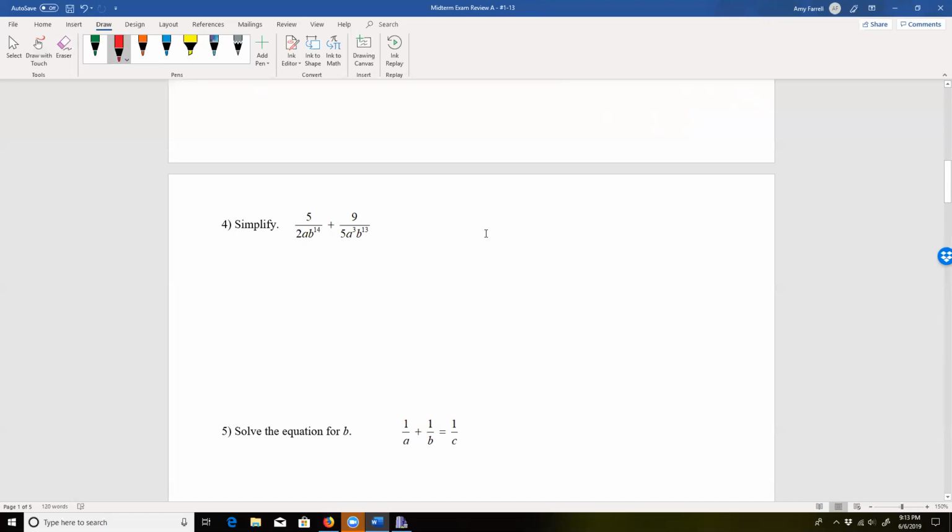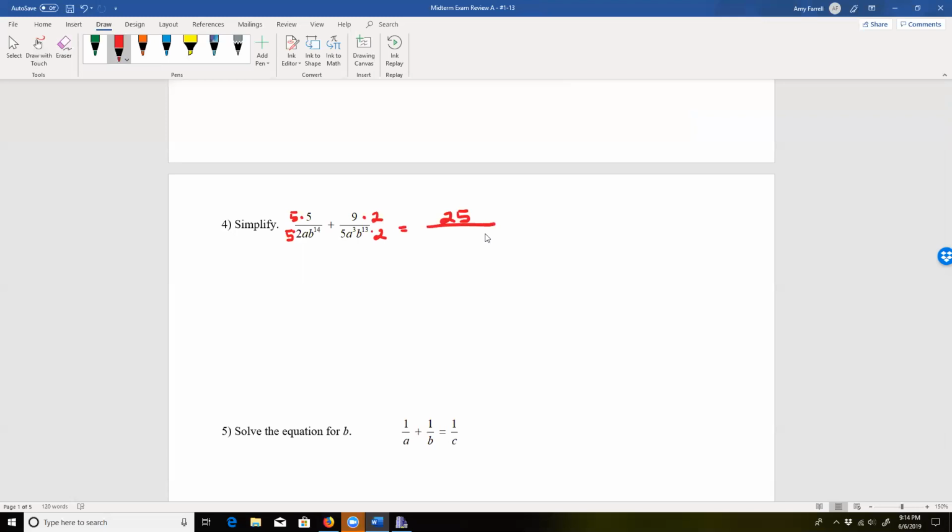Number 4, to add these, we do need a common denominator. So I'm going to start with the numbers. The first denominator has a factor of 2, and the second has a factor of 5. The least common denominator, or the least common multiple of 2 and 5, would be 10. So I need to multiply this one by a 5. Whatever I do to the bottom, I've got to do to the top. And this one times 2, top and bottom. So I'm not quite there yet, but let me go ahead and write this down.